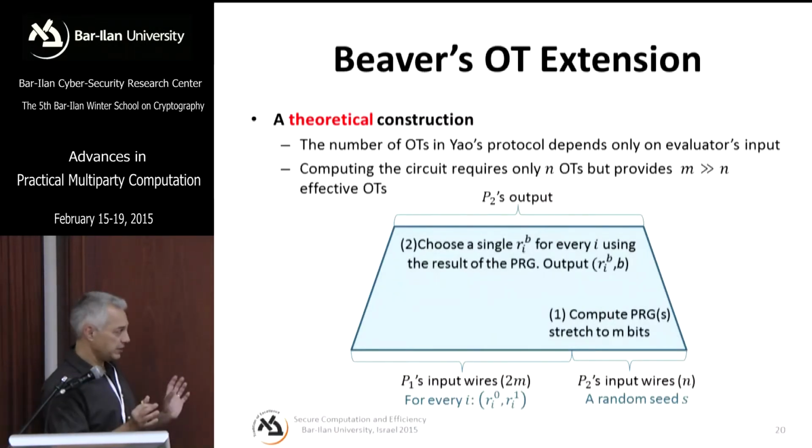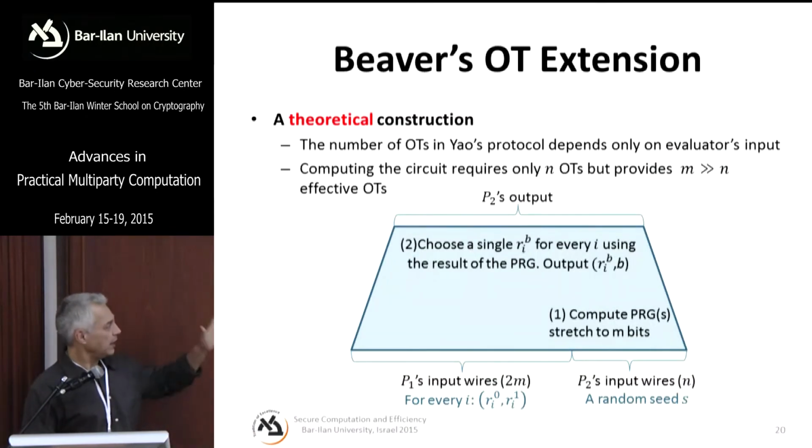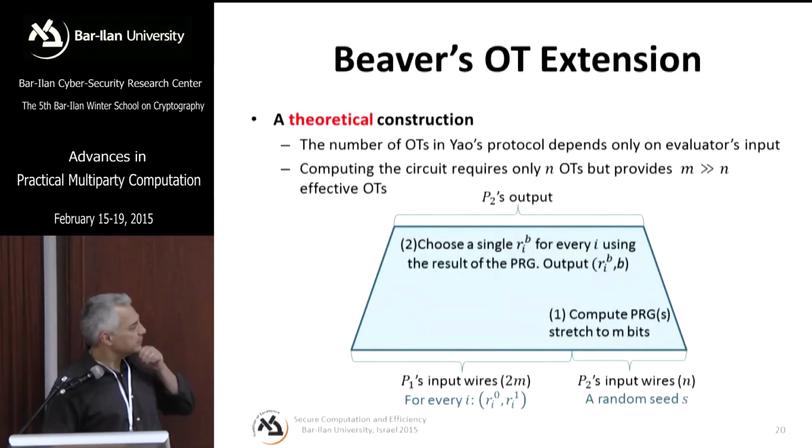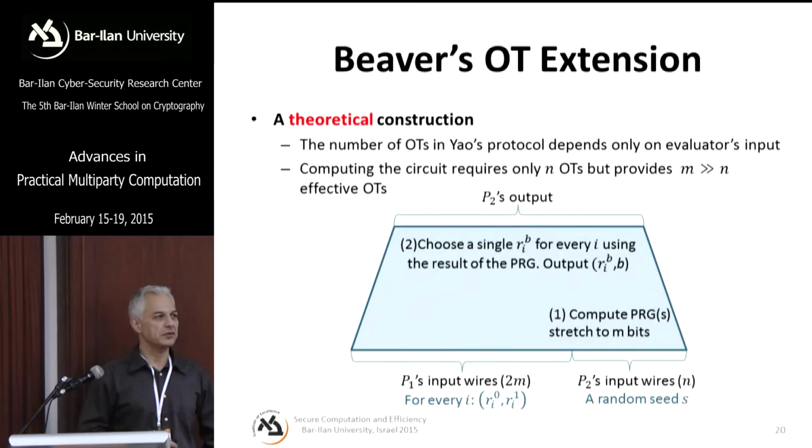P1 has to generate it. It's a very large circuit. P1 has to set his input wires, but he just sends to P2 his garbled values for these input wires. And then they do the oblivious transfers for P2's inputs, and they compute the output of the function. So this circuit computes 1,000,000 actually random OTs using only 128 OTs.